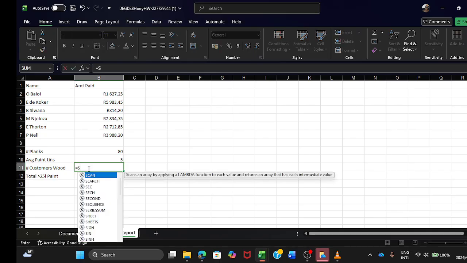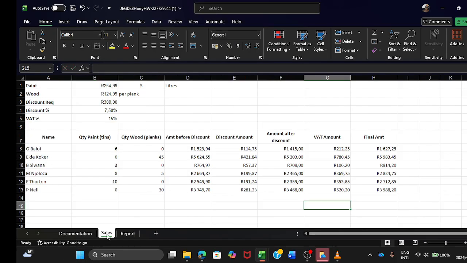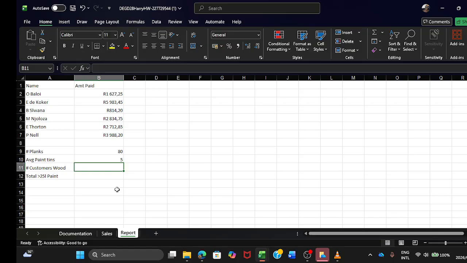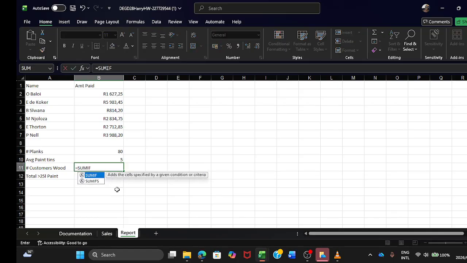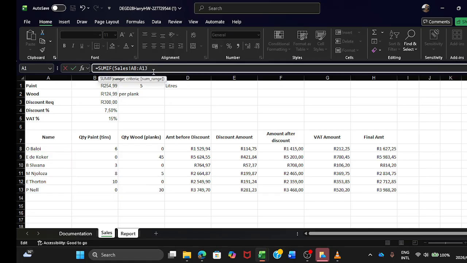And then the total number of customers would... wait, what does it mean by total number of customers who would? Does it mean that we have to do the customers who are buying wood? Okay, let's go back here. Yes, I think so. So I think this is where we're going to have to use the SUMIF function, if they are buying wood. So if this customer is buying what? Wood.